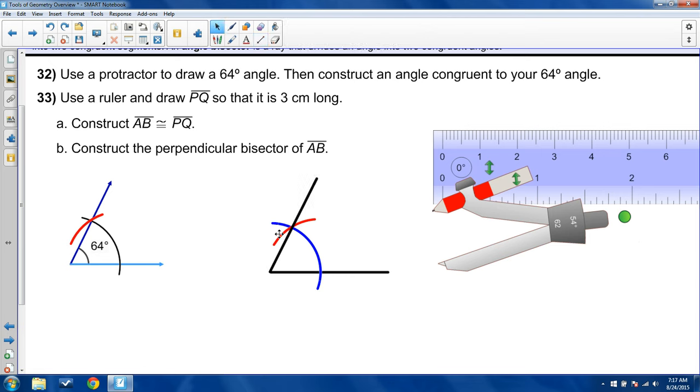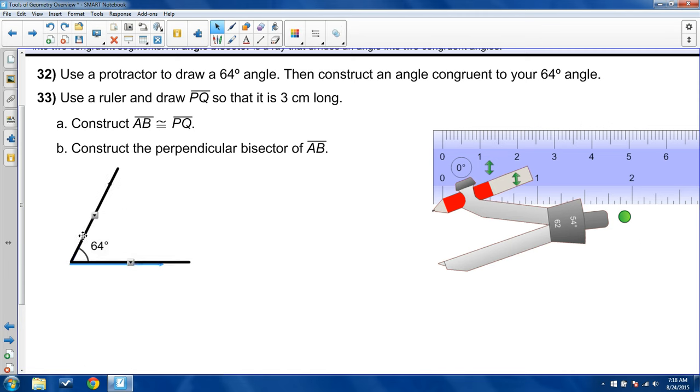And voila, I've created, as best as I could, an angle that is congruent to this other angle. Okay, so let's see, was I close? Pretty close. So that was all with the compass and protractor.